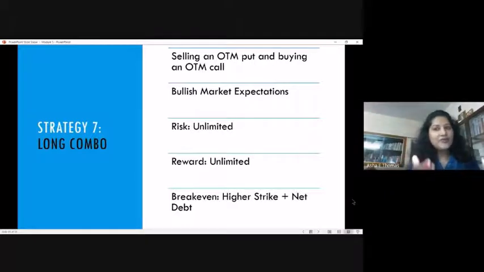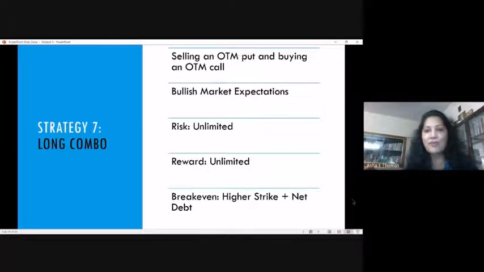But now, what you have to remember is that this person is buying an out of the money call. Why? Because he is expecting a bullish market, and the premium for an out of the money call would be very less when compared to an in the money call. So he is working on his expectation. His expectation is that this market is going to increase. So when he buys an out of the money call, he gets that at a lesser premium.